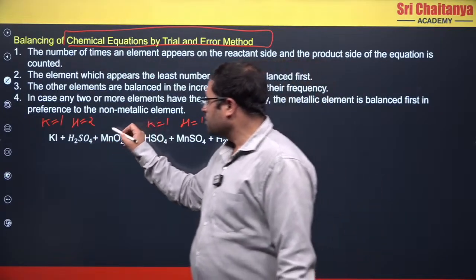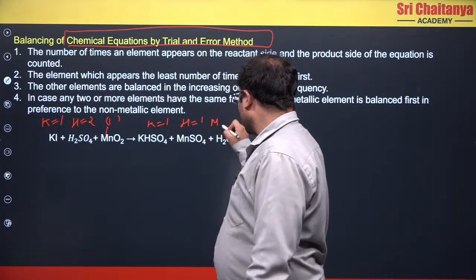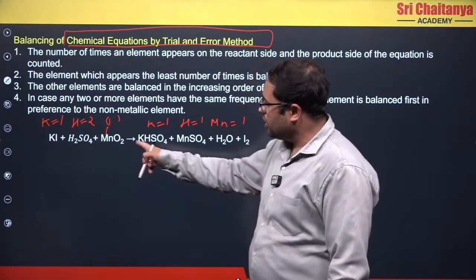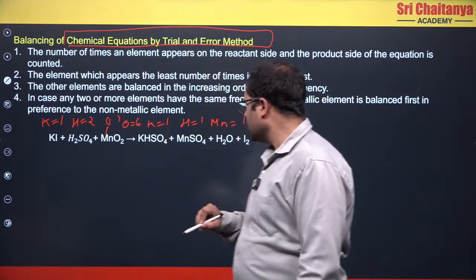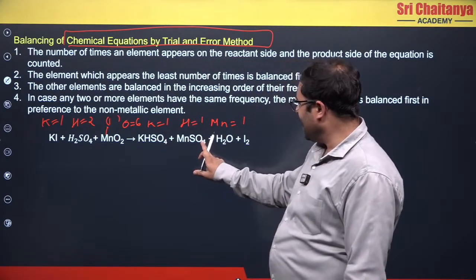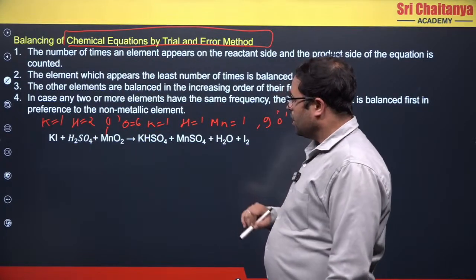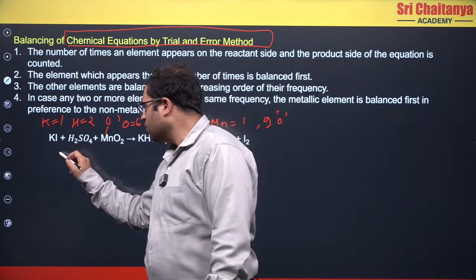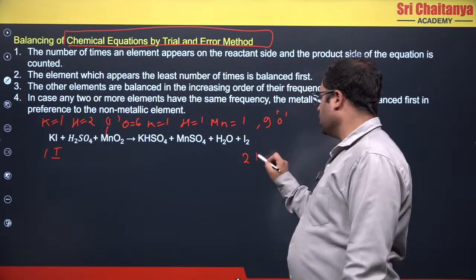Manganese here is 1, so this will be 1. Here also manganese is 1. Oxygen here is 4 plus 2, so you have 6 oxygens here, and here you have 4 plus 4, 8, 9. So you have 9 oxygens. And iodine, here you have 1 iodine, here you have 2 iodines, right?